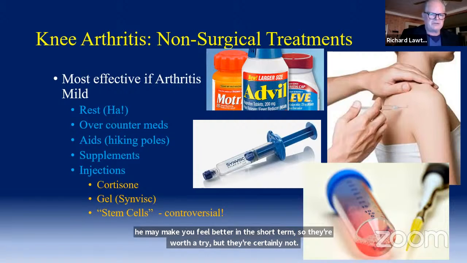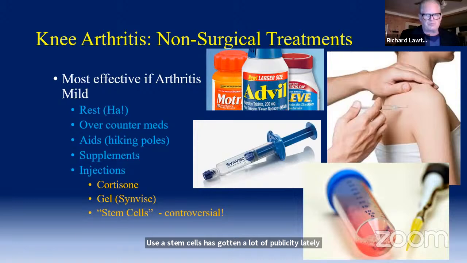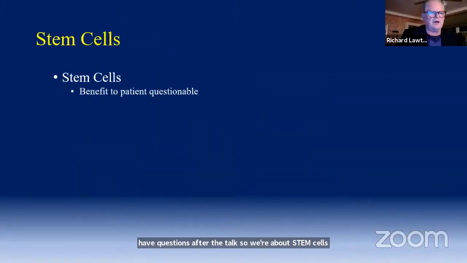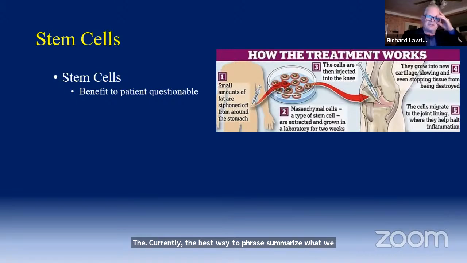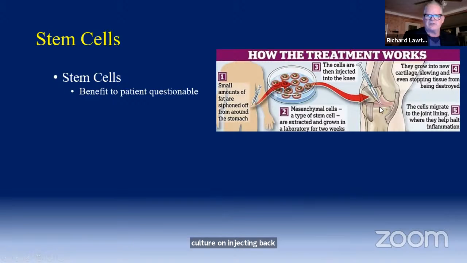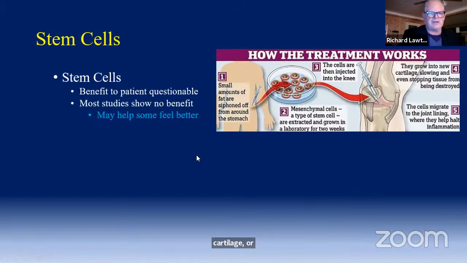The use of stem cells has gotten a lot of publicity lately, and we get a lot of questions about that. I'm sure we'll have questions after the talk is over about stem cells, which is appropriate. Stem cell treatment. Currently, the best way to summarize what we know about stem cells is that the benefit to the patient is questionable at best. Here's an illustration: you can take cells from somebody's fat, culture them, and inject them back into the knee after a bit, or you can take cells from an umbilical cord, blood, or other sources and inject those into the knee. The theory is those cells will somehow magically migrate to the area where the cartilage has worn away and produce new healthy cartilage, or go to the joint lining where they'll decrease inflammation.